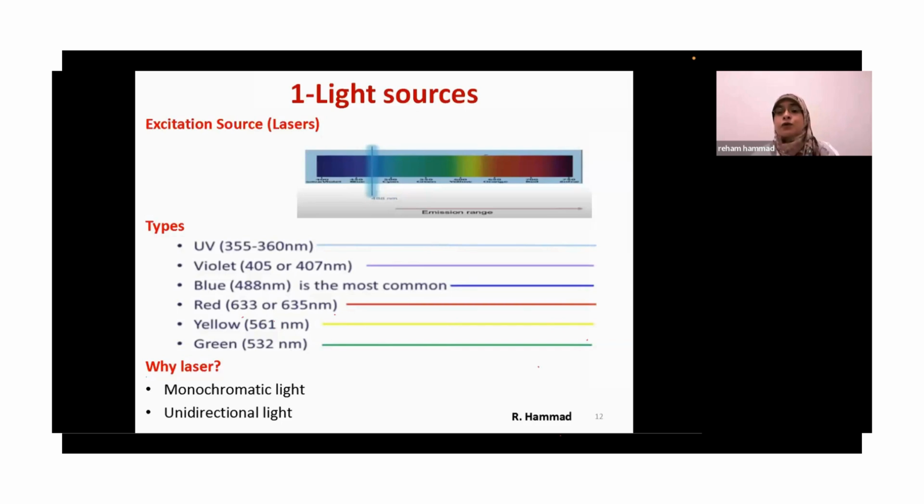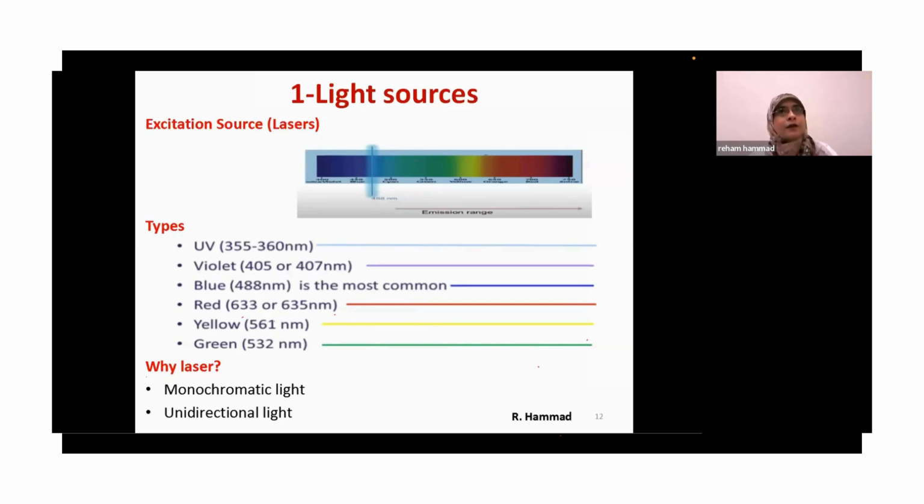The types of the laser that you are dealing with depend on the type of instrument. The most common and the most important of them all is the blue laser. It is the most common. And I will ask you, please, to remember with me its wavelength, which is 488 nanometers. And within 5 minutes, you will know why I have asked you to revise this wavelength. Then there are other types of lasers, the ultraviolet, the violet, the red, the yellow and the green, and each one of them has its specific wavelengths.